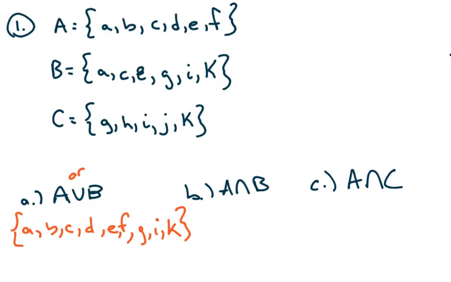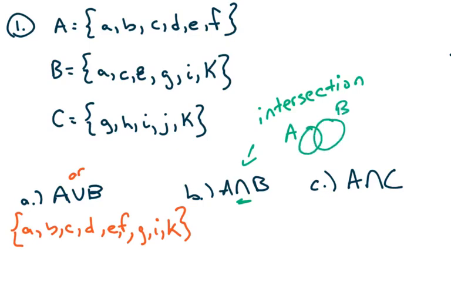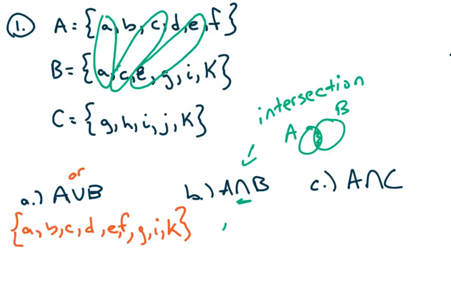In B, we have what's called intersection. An intersection is just what they have in common. So this is called intersection. And it's just, this is A and this is B. It would just be where they overlap, just what they have in common. So we can see they both have A, we can see they both have C, and we can see they both have E. So the answer is A, C, and E.